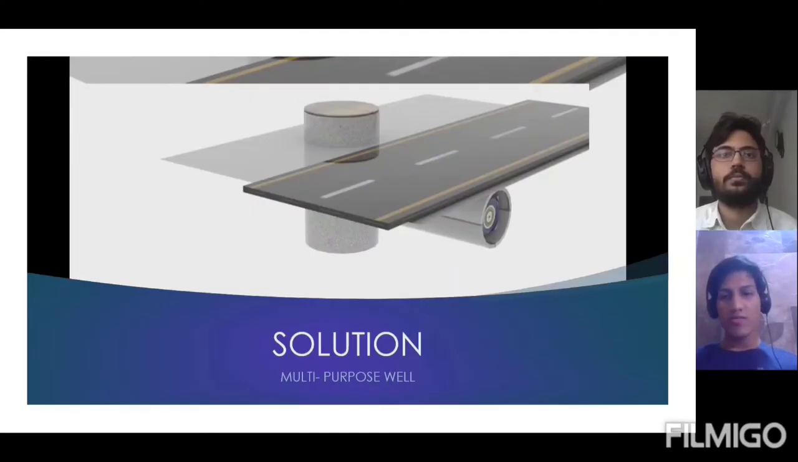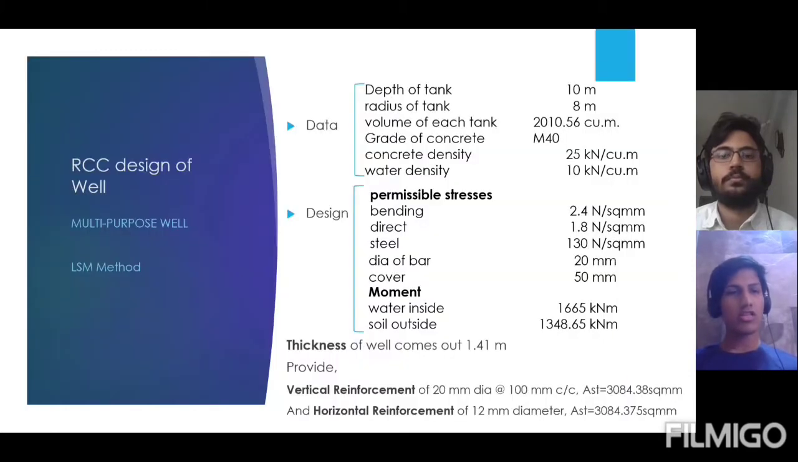Well, in this design, I'm going to show you the RCC design of the well. We have designed this well using the LSM method, in which we took data like depth of tank as 10 meters, radius of tank as 8 meters, and the total volume of tank will be 2010.56 cubic meters. We will be taking a grade of concrete of M40, concrete density as 25 kilonewton per cubic meter, and water density as 10 kilonewton per cubic meter.